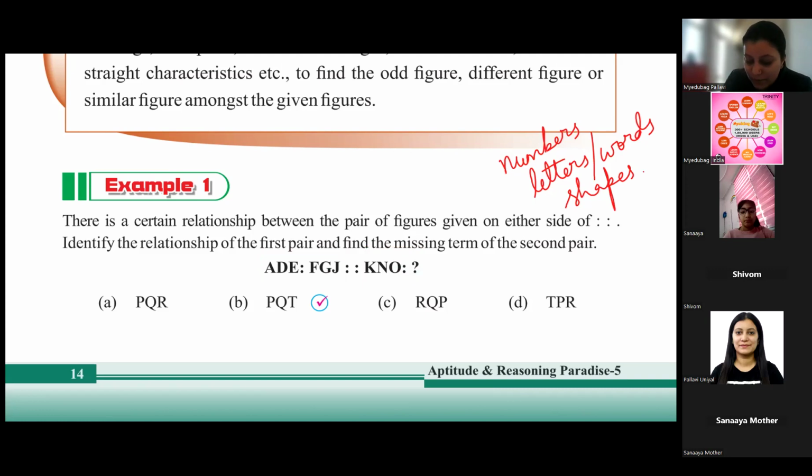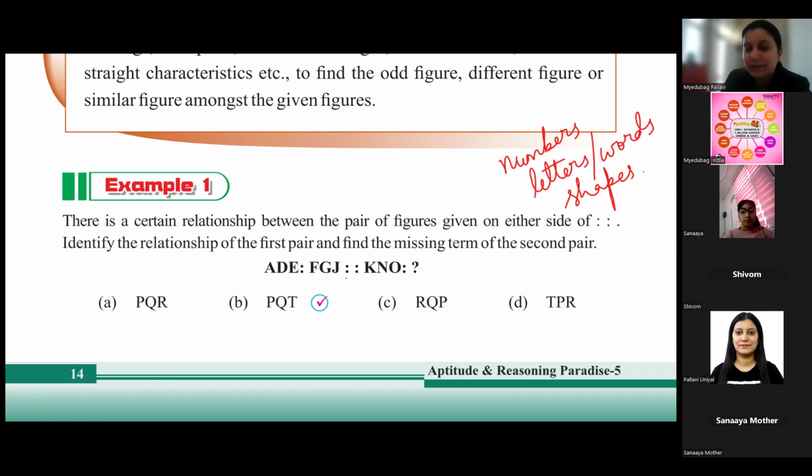Let's just focus on the first pair first. We have three letters A, D, E, and three letters on the other side F, G, and J. How are they related? Would you like to try? Okay, no problem. First example, I'll just tell you.